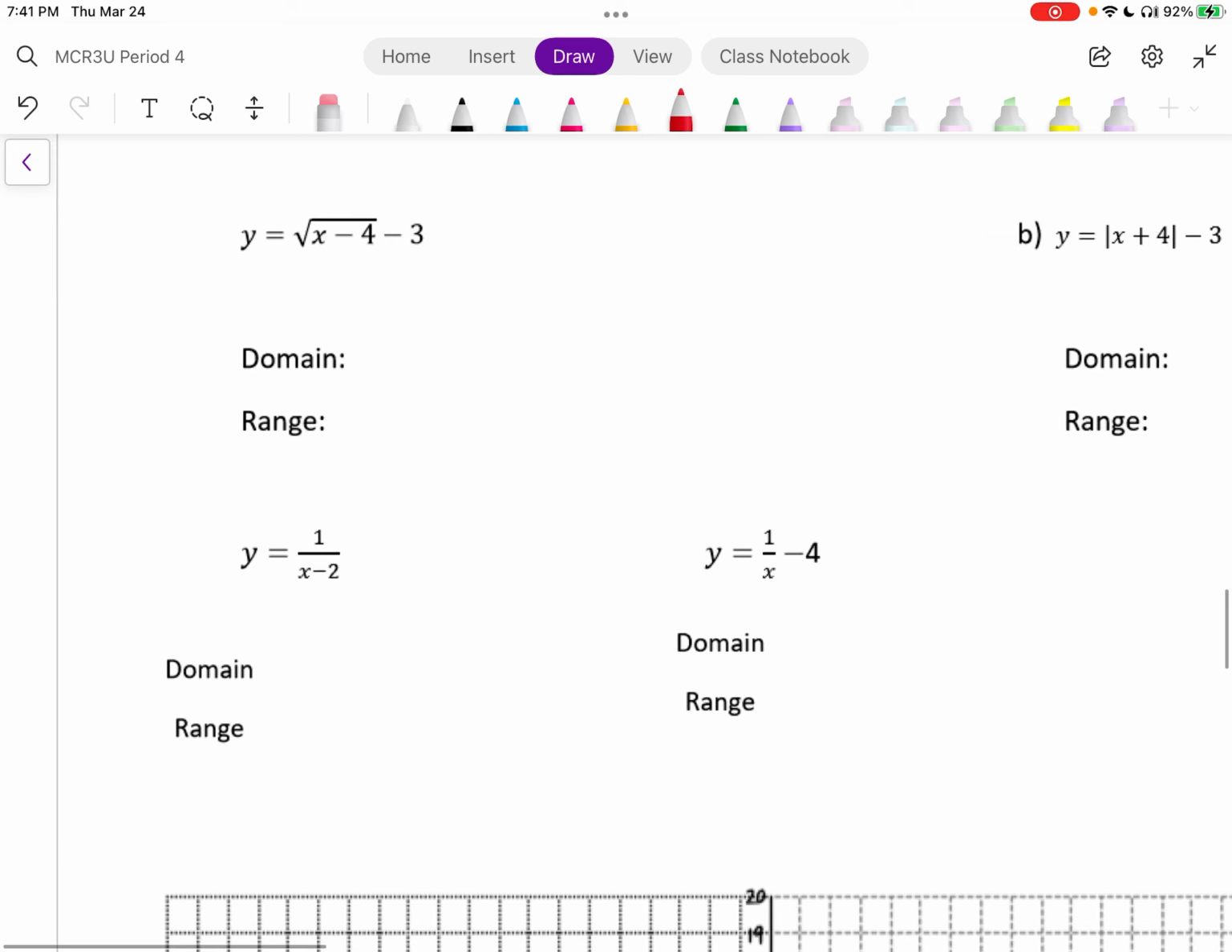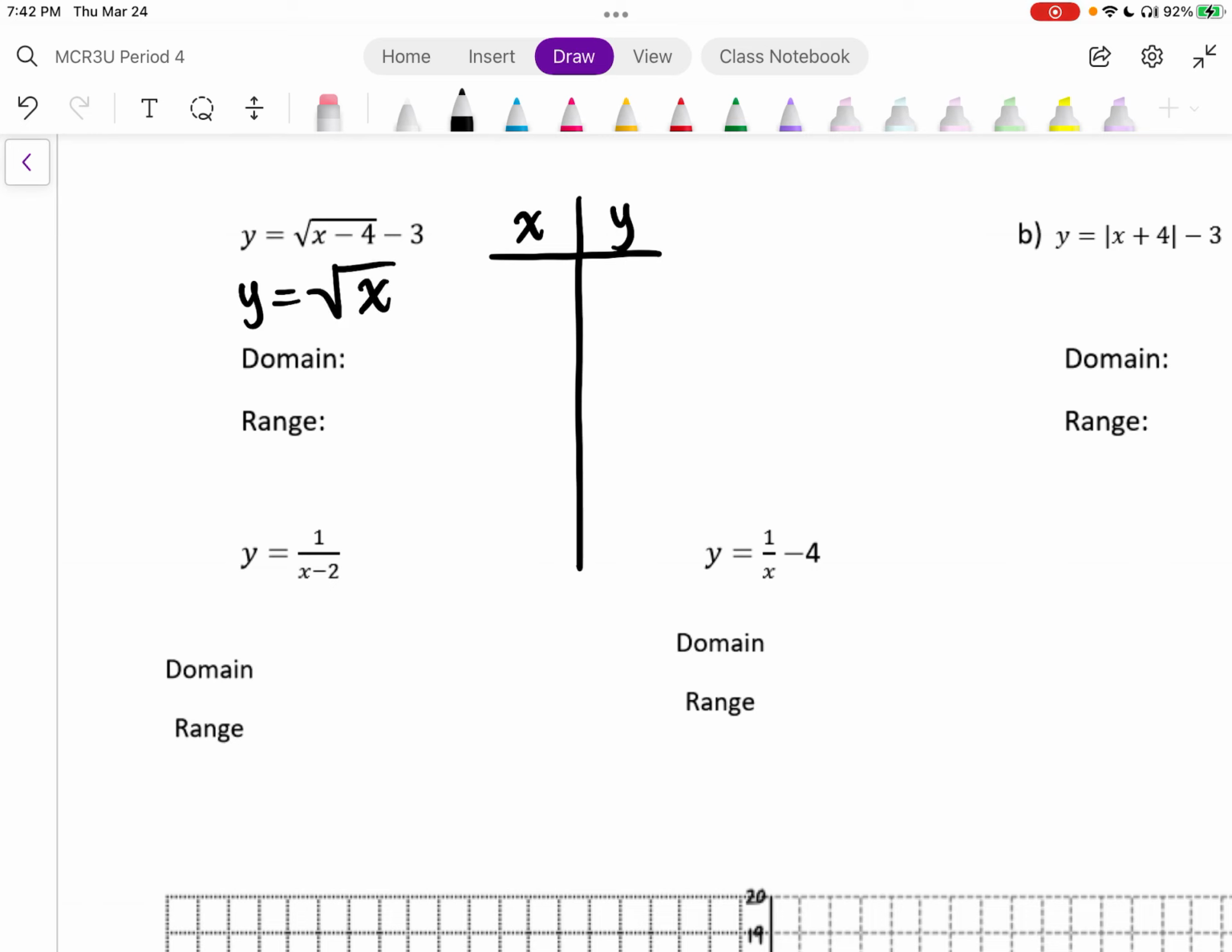So I think we did this one in class. There were two ways that you could do this. I'm going to show you both ways, and then I'll go over the reciprocal function because it's a little bit more complicated. The first way that I showed everyone in class was you just take this function and graph the parent function. I know the parent function here is y equals root x, right?